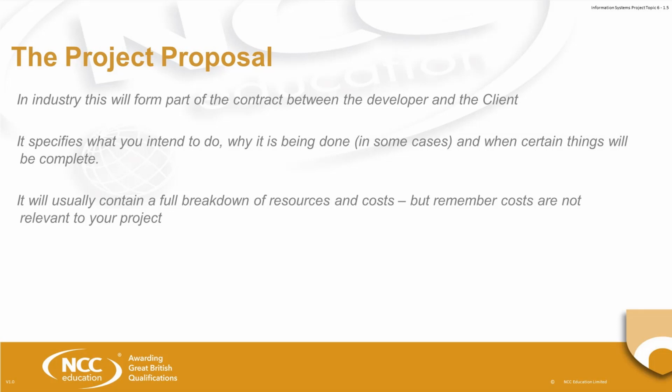Finally, the project proposal will usually contain a full breakdown of the resources and the costs. Okay, costs are relevant to an industrial project, not really relevant to your project. It might be costing you money to produce this project, but you're not going to have to lay out a bill of materials or a set of costs of resources in order to do this, so they're not really relevant, so I wouldn't worry about building those in. They would be part of a real project, but they're not part of an academic project, so please leave them out.